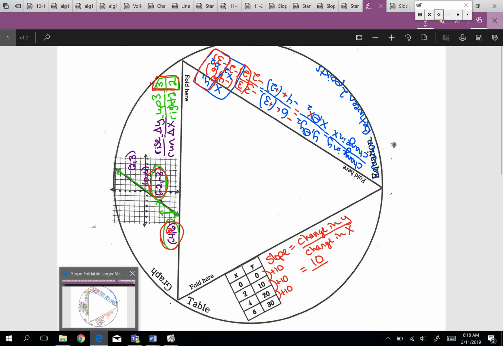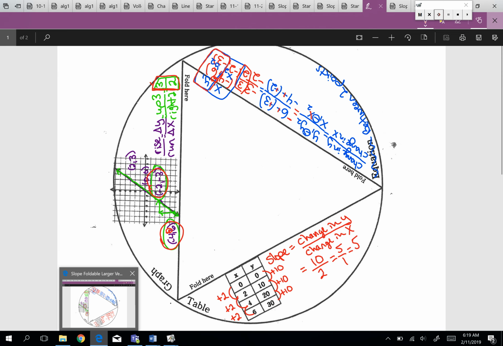Now I look at the change in x. So from 0 to 2, I go up 2. From 2 to 4, again up 2. And from 4 to 6, again up 2. So my change in x is a positive 2. My slope in this case, I go ahead and I simplify. You could write it as 5 over 1 to keep it a fraction, or 5 divided by 1 is just 5. Totally your choice.